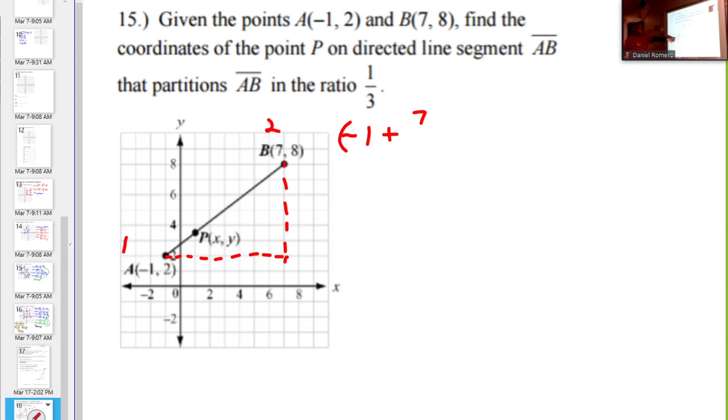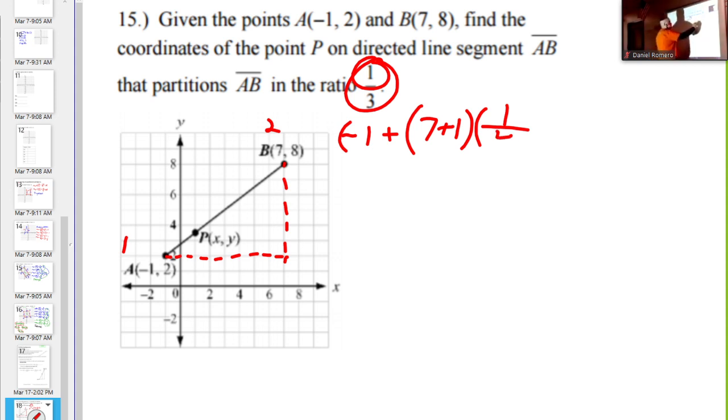So what is 7 minus -1? 7 plus 1. And actually, 7 times this number up here, whatever number is there, over the total amount. What's 1 plus 3? 4. And that's going to give you the x's.